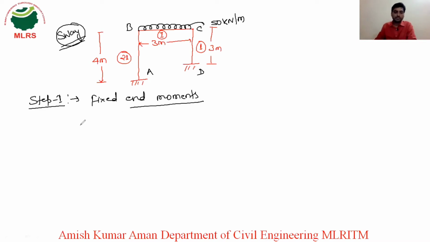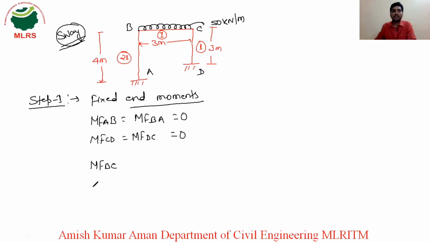So fixed end moments, first AB: MFAB will be equal to MFBA will be equal to 0, for AB and BA there is no loading condition. Again the same for CD and DC, so MFCD is equal to MFDC is equal to 0. There will be fixed end moments for span BC only. So for span BC, there will be two fixed end moments, MFBC and MFCB.